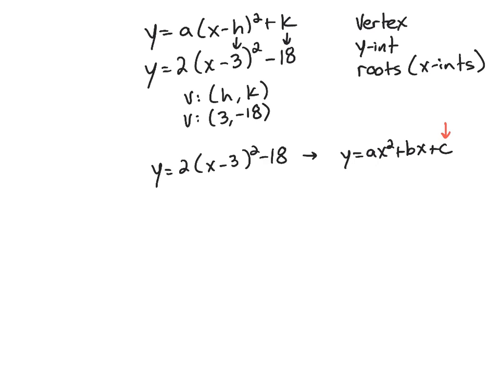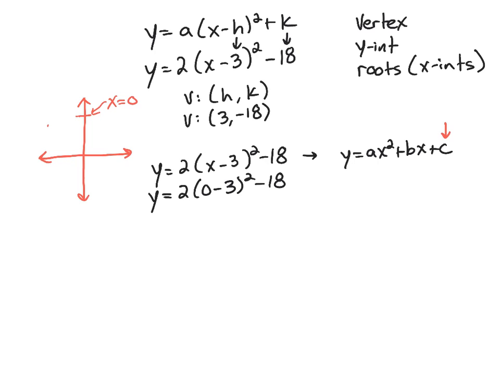The easier way to do that is, I know if I'm trying to find the y-intercept, I have an xy coordinate plane, and if I'm on the y-axis, wherever it is, I know x is equal to 0. So if x is equal to 0, I'm on the y-axis, that will give me my y-intercept. So I'm going to set x equal to 0. So y is equal to 2 times (0 minus 3) squared minus 18.